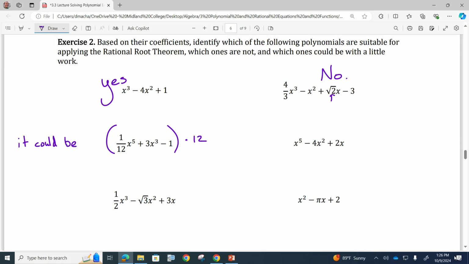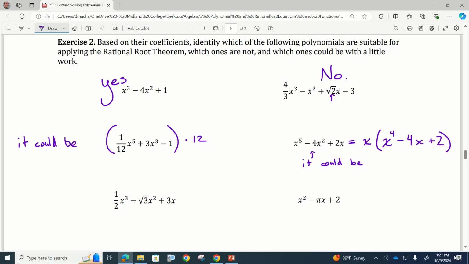Here's what I would do in this case. For that particular polynomial, I would factor out the greatest common factor. And for that polynomial, the greatest common factor is x. And what I would be left with is x to the 4th minus 4x plus 2. And now, you could definitely use the rational root theorem here, right? Your constant term is 2. So this one, it could be with a little bit of extra work.